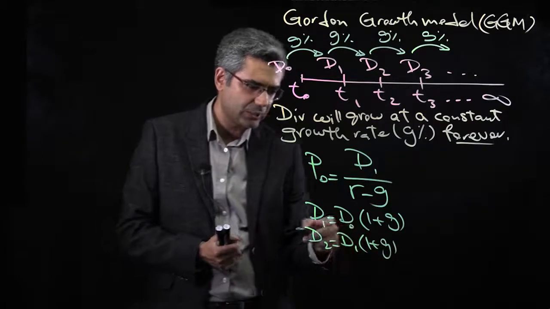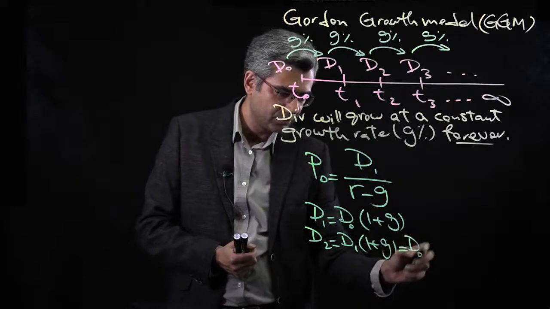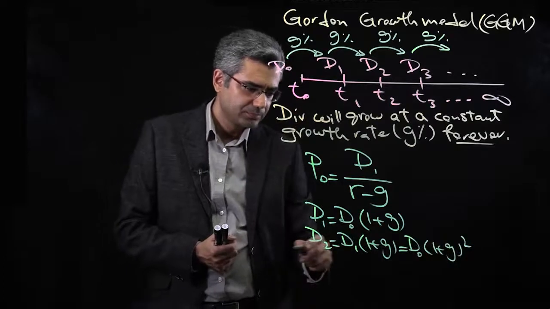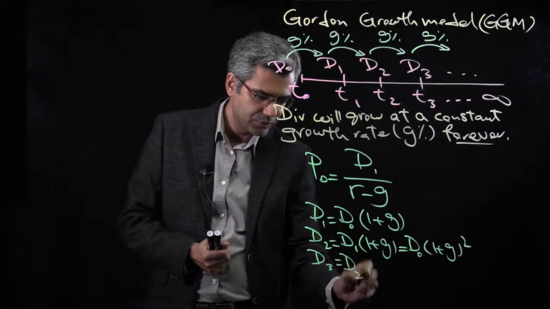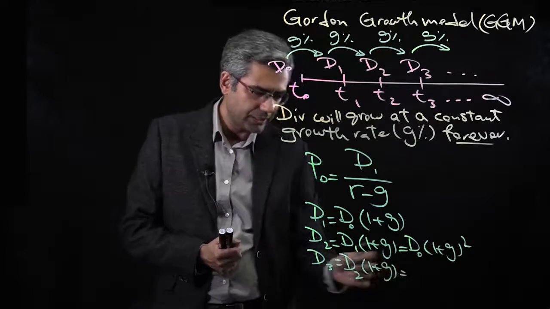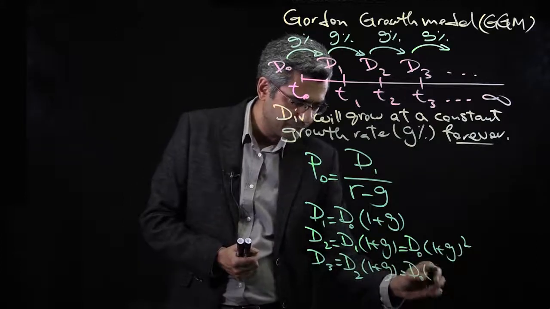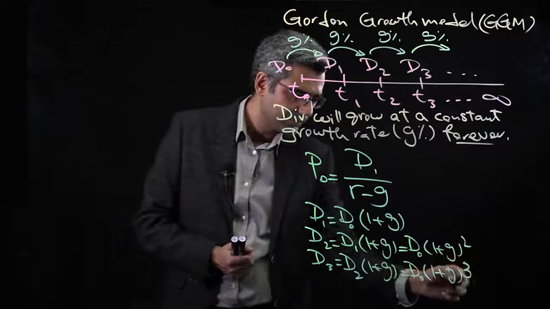Or you can replace this D1 with D0 times 1 plus G, so D2 is D0 times 1 plus G to the power of 2, right? And then you can compute D3 as well. D3 is D2 times 1 plus G. Now I replace D2 with this, so I get D0 times 1 plus G to the power of 3. Do you see any pattern?